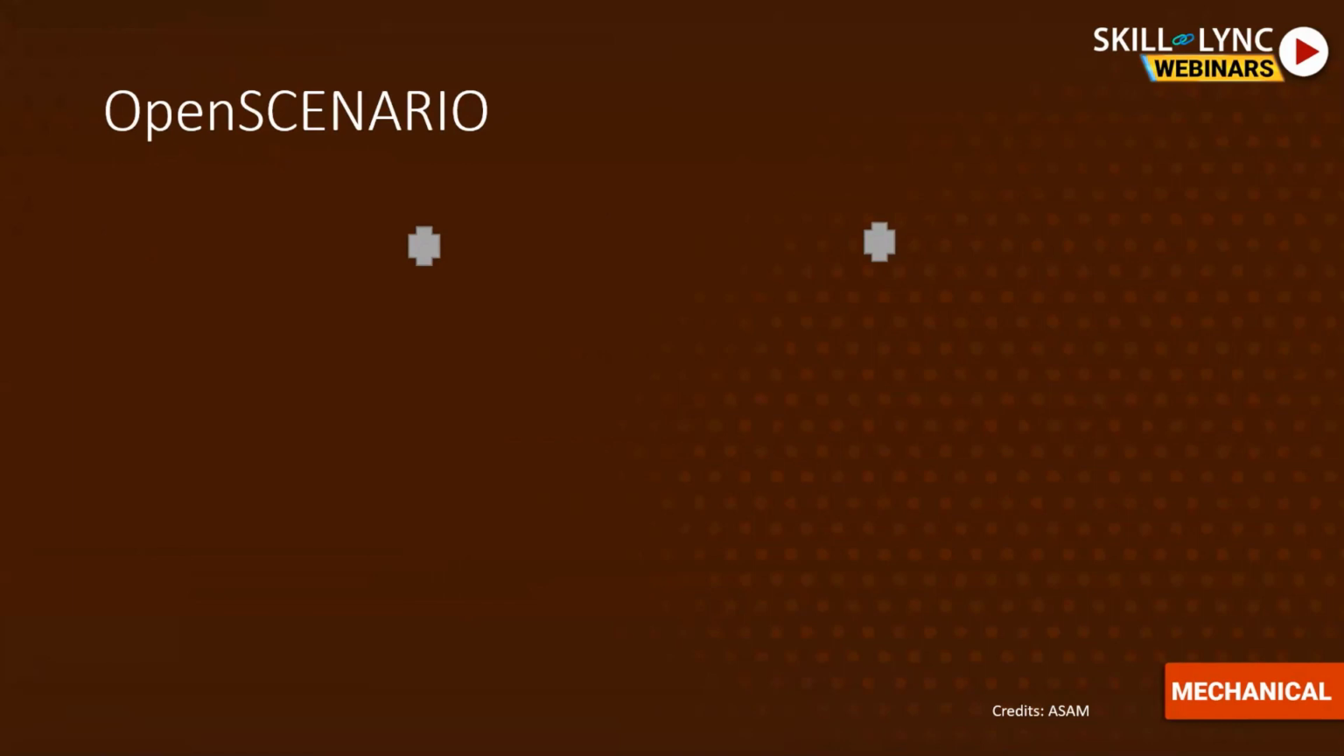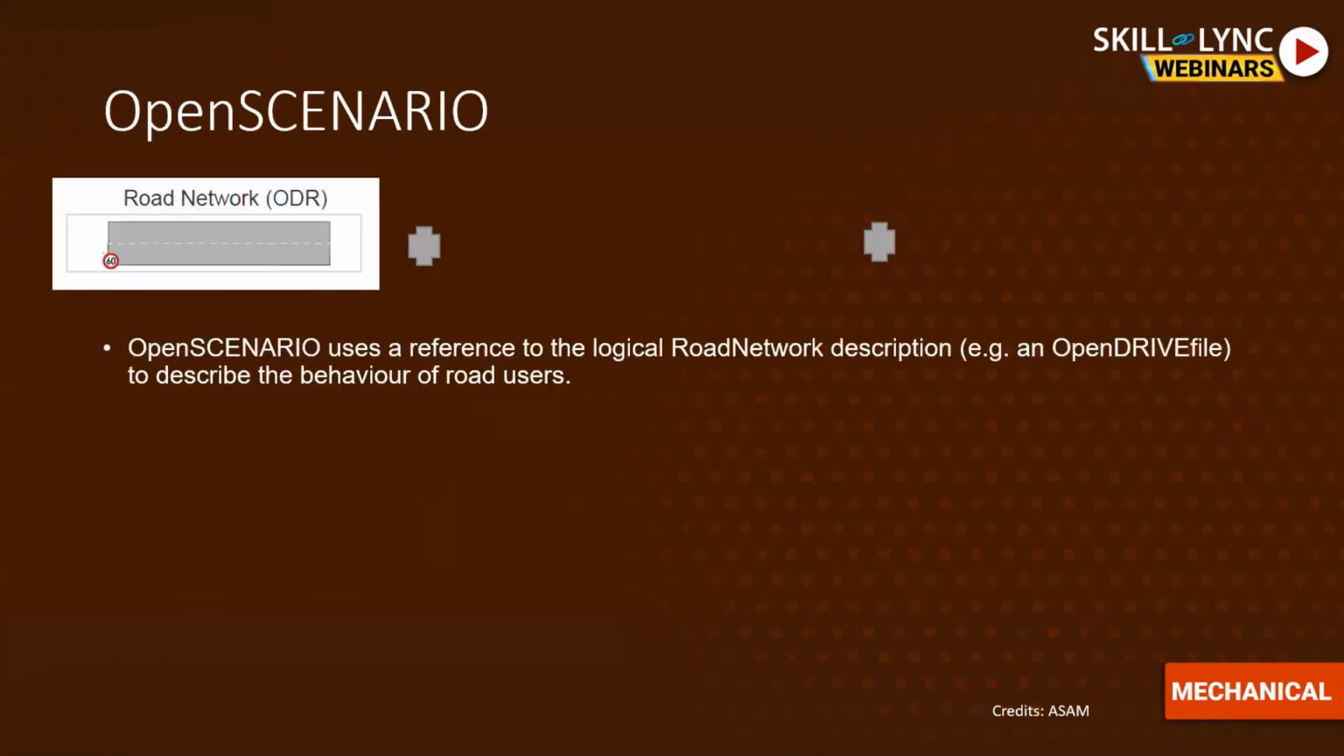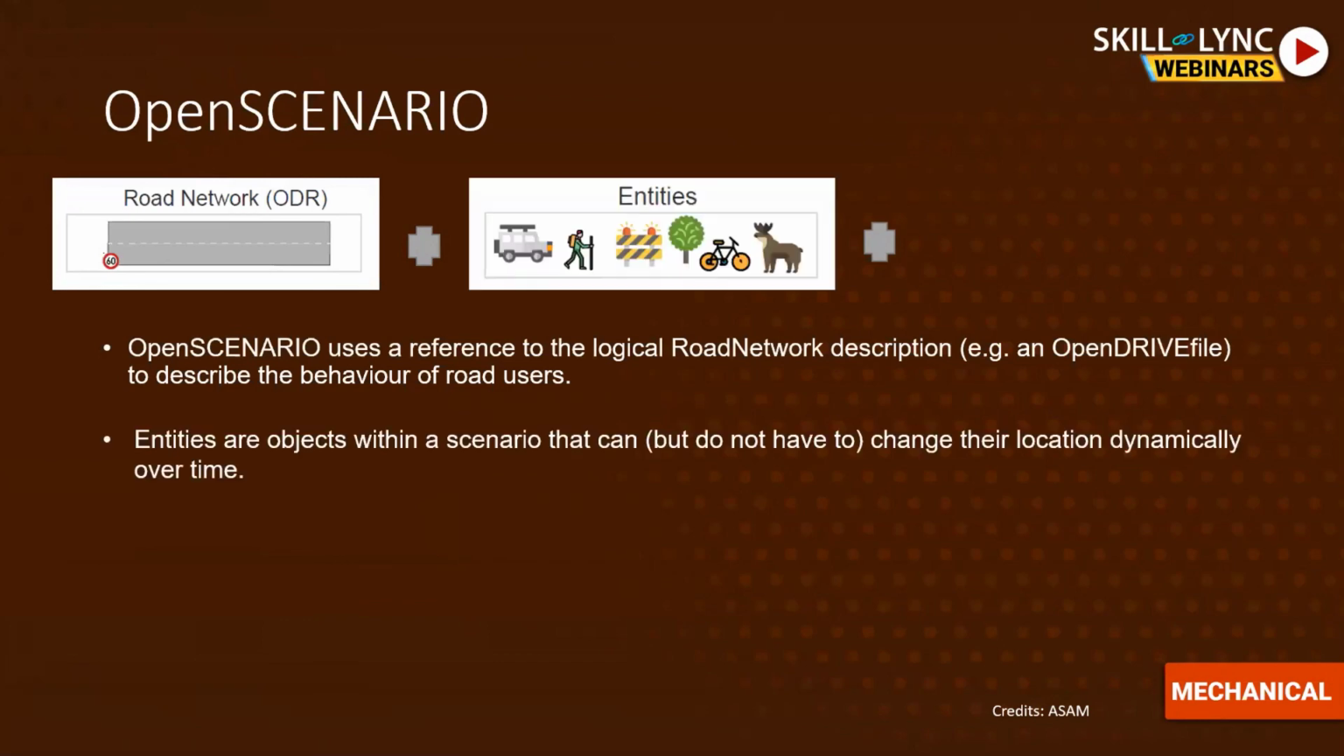In Open Scenario, it consists of three aspects or three levels. The first level is that you describe the road network. As I said, the road network would be defined using the Open Drive standard. So that's the first level. On that, we will be describing the entities.